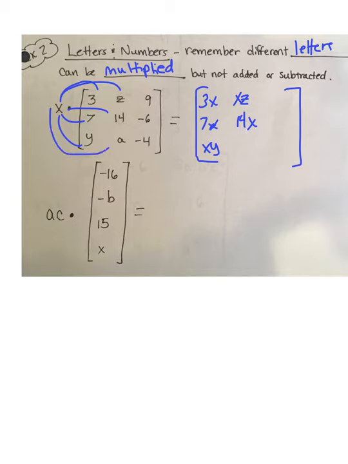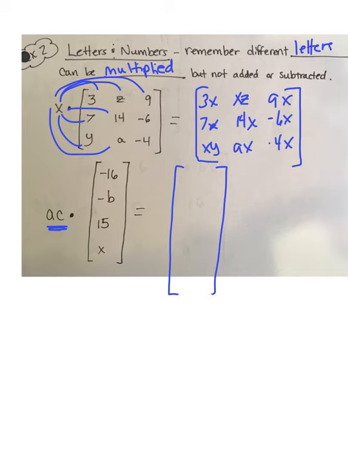X times a would be ax. X times 9 would be 9x. X times negative 6, negative 6x. And x times negative 4, negative 4x. So if it's a number and a letter being multiplied, you just stick that letter on the end of the number. Okay, so in the next question we're multiplying by AC, which seems kind of weird.